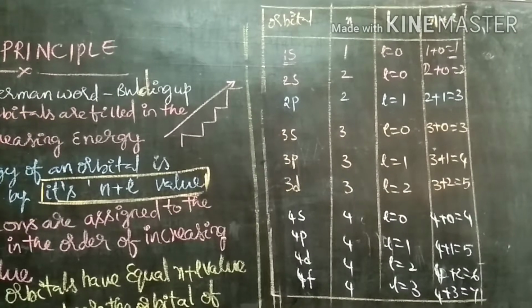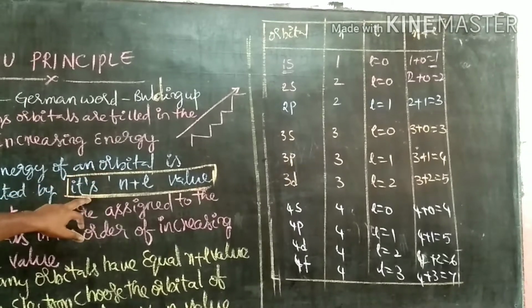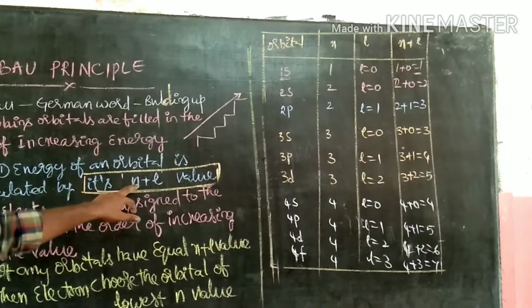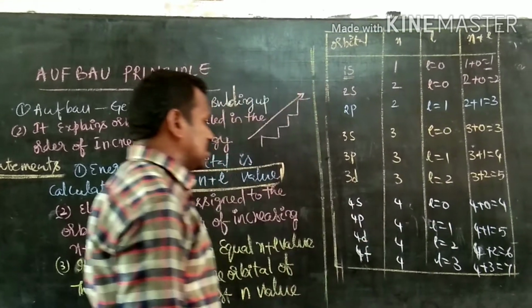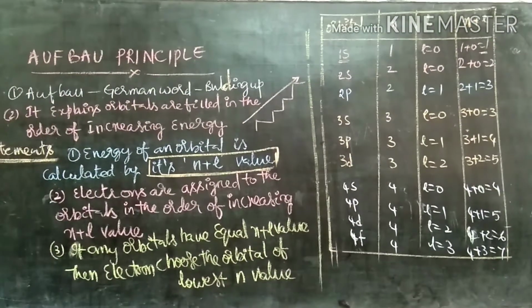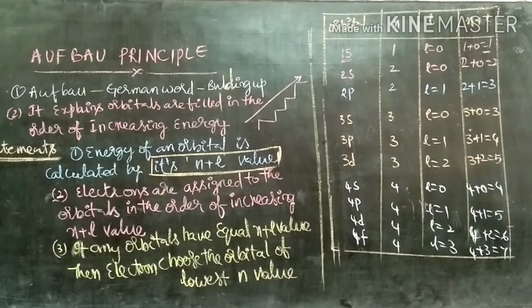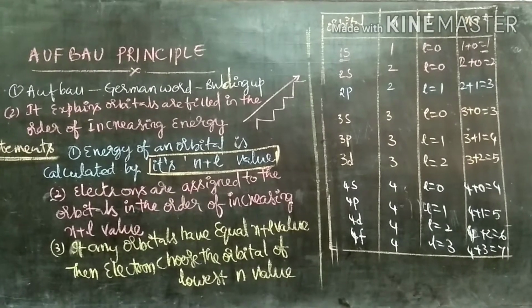We can understand that energy of an orbital is calculated by its n plus l value. So different kinds of orbitals we calculated like this, in increasing order of the energy of the orbitals.